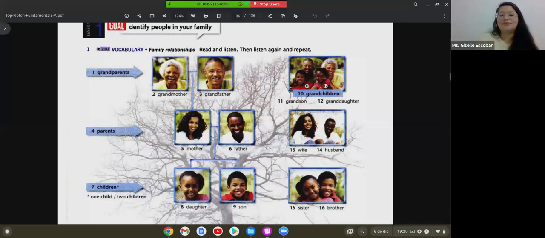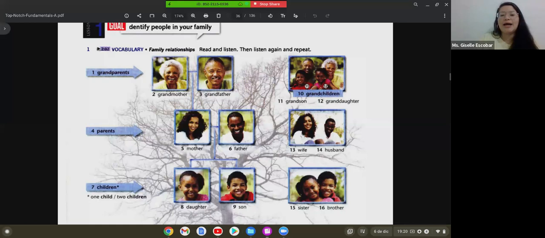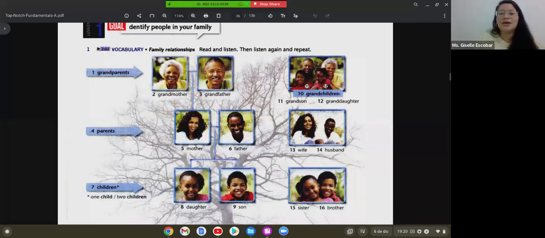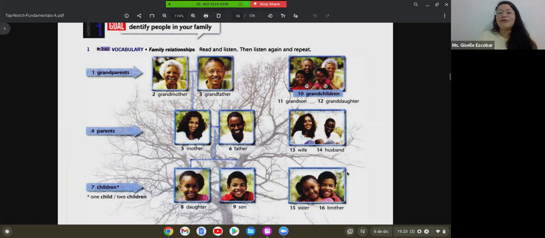Abuelo. Grandfather. Mamá. Mother. Hermano. Brother. Nieta. Granddaughter. Okay, perfect. Let's see. Niños. Children. Okay, good. So there we have, that's the vocabulary.